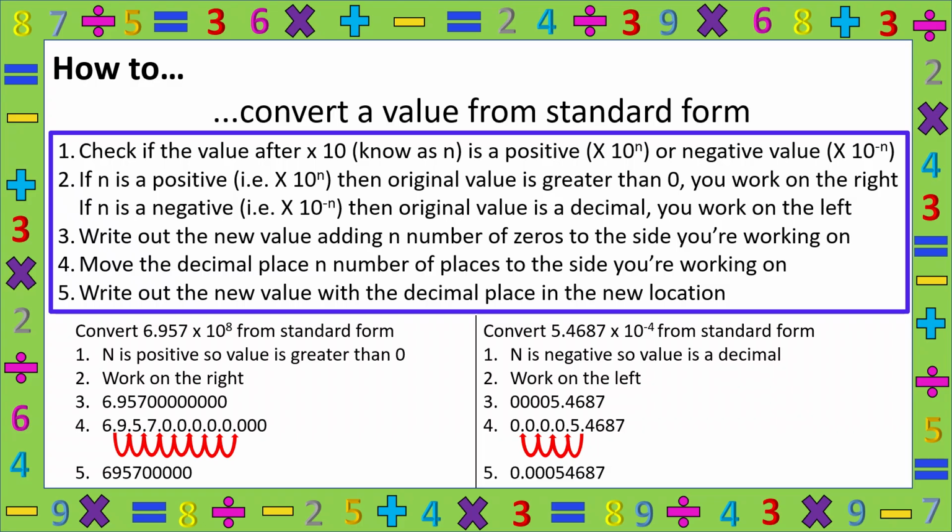But then we have to move the decimal place 8 steps to make sure it ends up in the right position. It doesn't matter how many zeros we add onto the right, as long as we only move 8 steps, the decimal place will end up in the right place, and then we can write out the number. In the negative power case, we add the zeros to the left of the original number because our new number is going to be a decimal. We need all the zeros at the start. Whereas when our new number is going to be a large number above 0, we need to put the zeros on the right hand side.